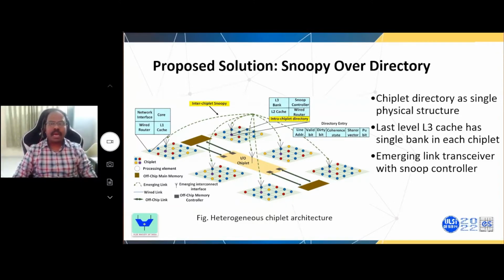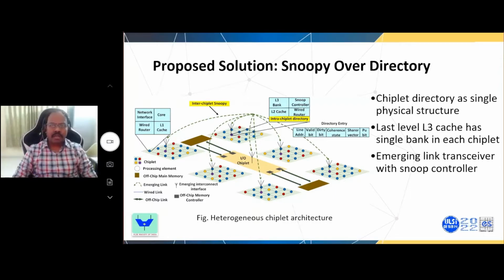And finally, an emerging wireless interconnect transceiver is integrated with the combination of the chiplet directory and the L3 cache bank. All these three units combined together form a single unit within each chiplet for maintaining the local directory protocol along with the global Snoopy protocol. The requirement for a single structure comes from maintaining event ordering and maintaining integrity of the coherence protocol in the global Snoopy protocol.